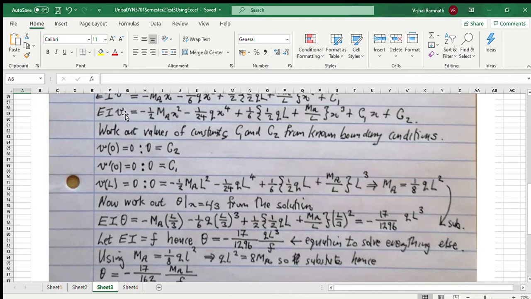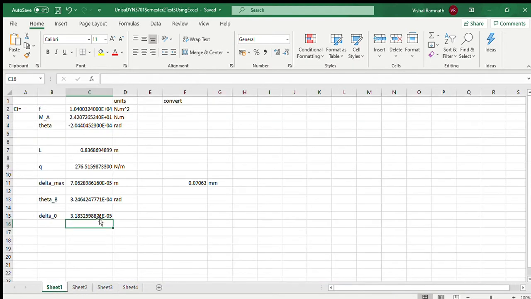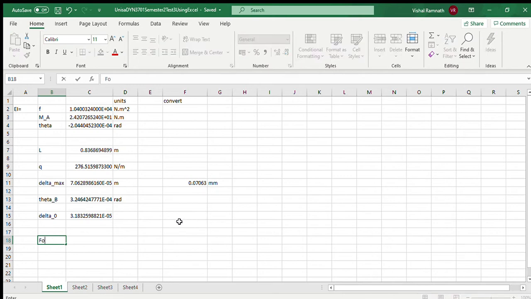So the beam deflection would be V is equal to 1 over EI into all of that stuff. And then we know the other values, and then we would be able to work out the beam deflection for any value of x. So let's see how we would actually do that. So I can write the formula just as a text over here.